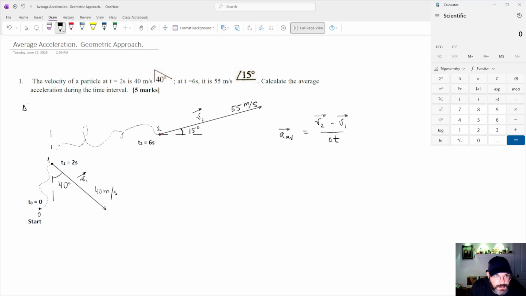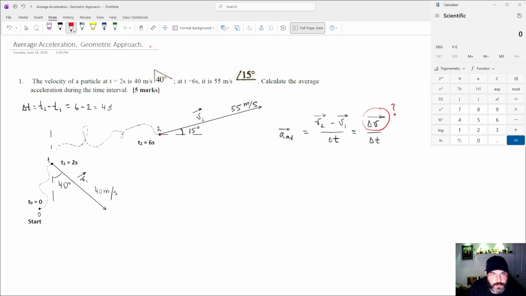Okay, delta t in this case is just t2 minus t1. So this is, as I mentioned, time of travel from point 1 to point 2. And this is 6 seconds minus 2, and this is equal to 4 seconds. 4 seconds, it took this body to travel from point 1 to point 2. Okay, so let's rewrite our difference as delta v divided by delta t. And the only problem here is to calculate this vector right there.